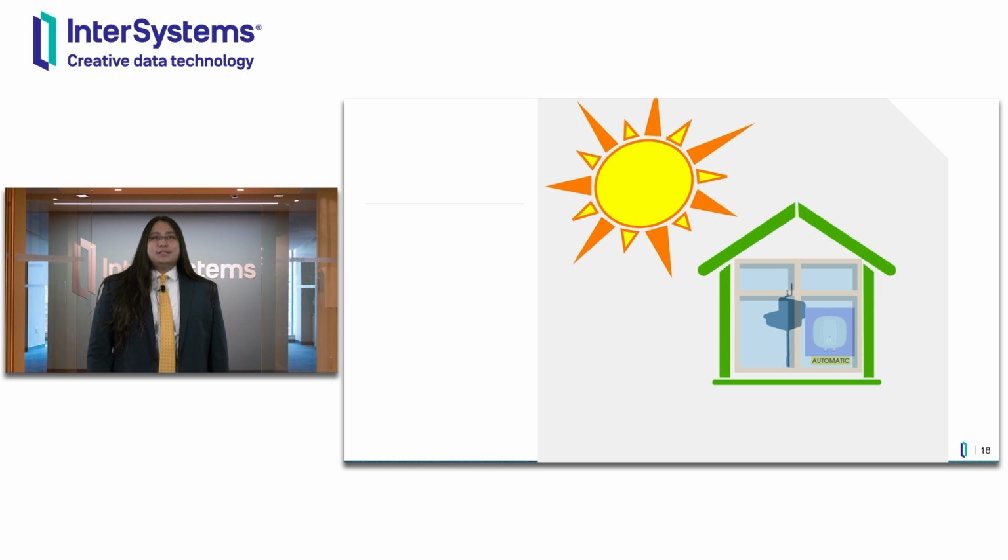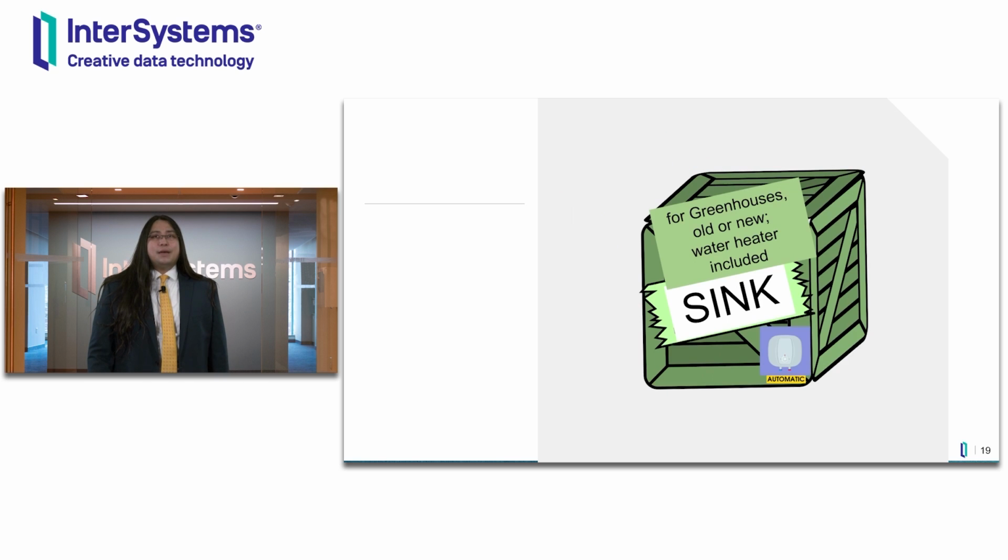Now, there's an exception if the house isn't a regular house, but instead a greenhouse, you know, one of those houses that's just made out of windows. Greenhouses definitely don't have their own water heaters, so the installer doesn't even bother checking for one, and the water heater will still be installed automatically with the sink. And that'll be true whether the greenhouse is old or new, so the same sink kit can be used either way.